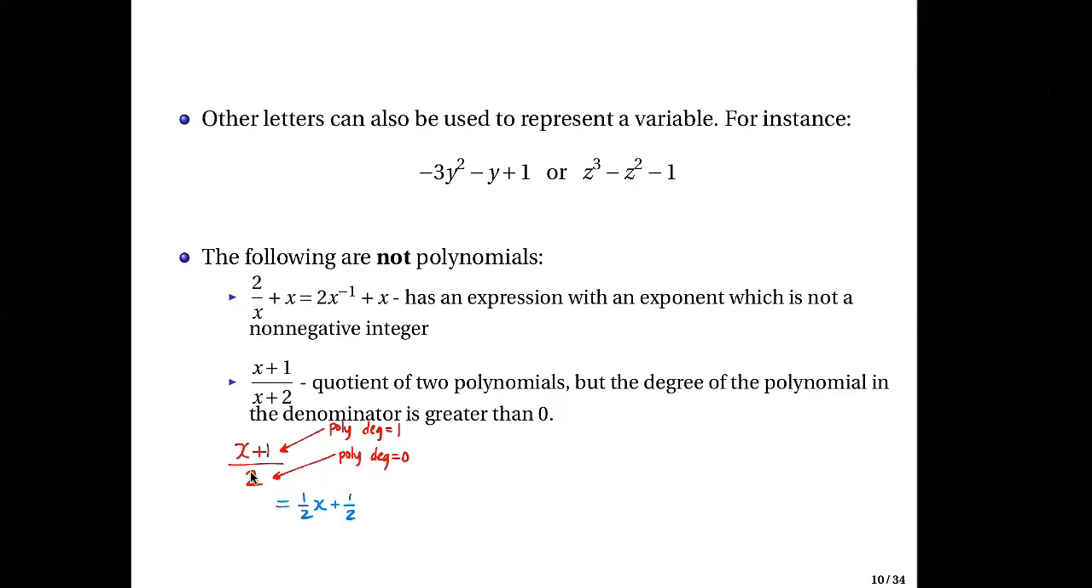So if the polynomial in the denominator has degree 0, meaning it's just a constant, then you can still have a polynomial in the end. Otherwise, it's no longer a polynomial, just like in the example here. Numerator, degree 1, denominator, degree 1. This is no longer a polynomial.